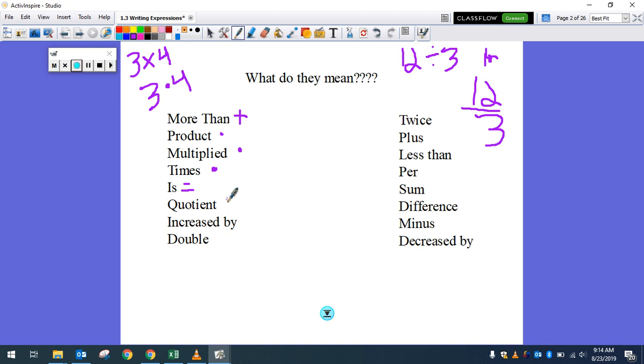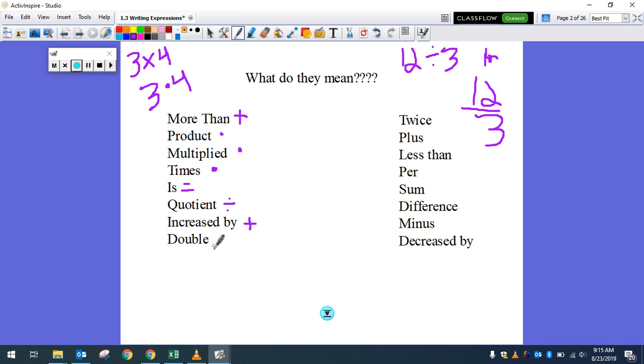So quotient is division. I'm going to put this division sign just so you don't think it's subtraction. But please make note of this in your notebook. We don't write it like this, 12 and then the division sign and then 3. We write division like this, 12 with a line under it and then the 3. Increase by means to add.